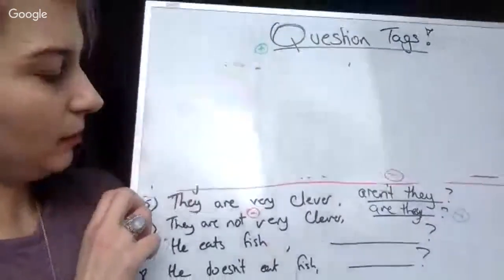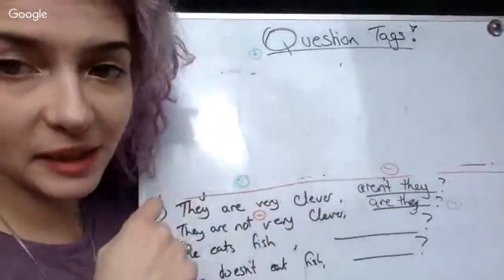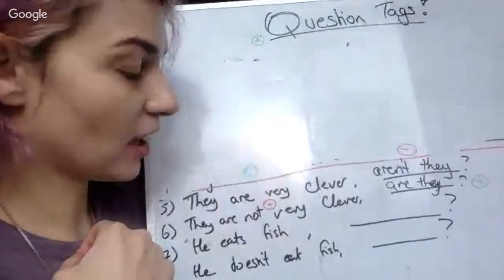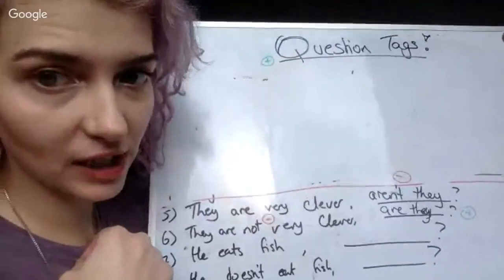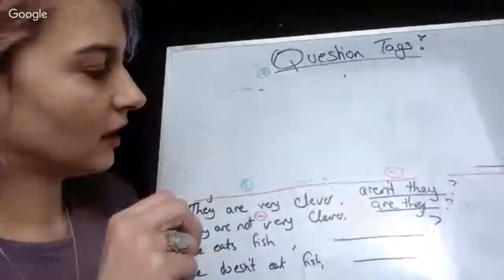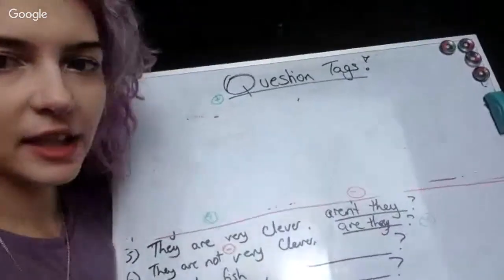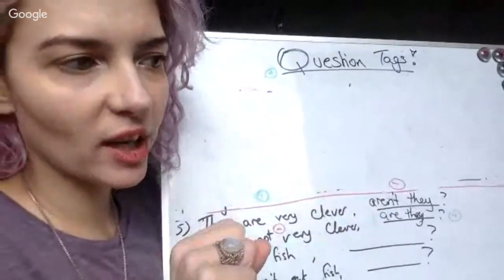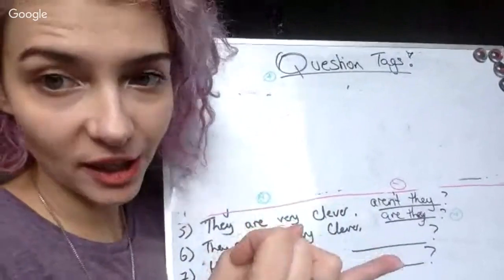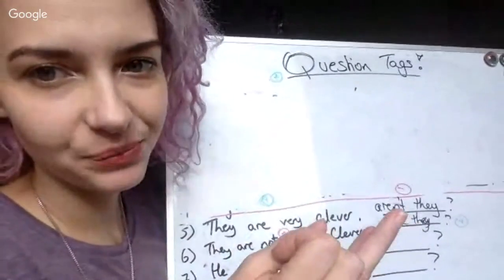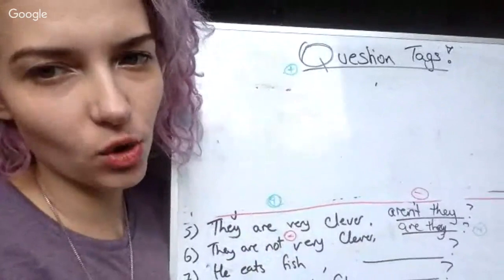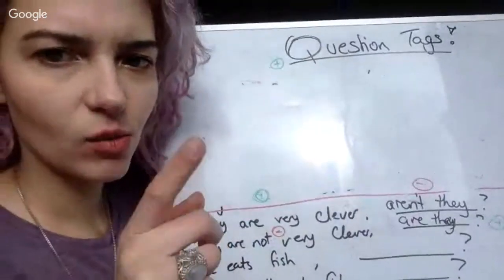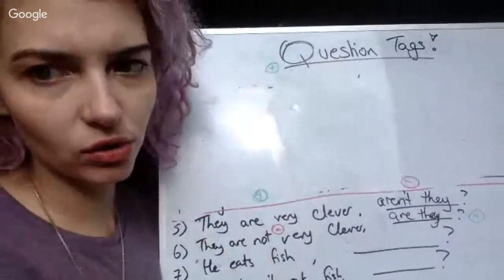So again, the difference in meaning, if I say they are very clever, aren't they? It means I think they are clever. If I say they are not very clever, are they? It means I think they're not clever and I want you to agree with me. Let's practice the answers for these. Let's say, for example, that I'm talking about Albert Einstein and Stephen Hawking. So what would be the correct answer? What do you think? They're very clever, aren't they? Yes, they are, or no, they're not?